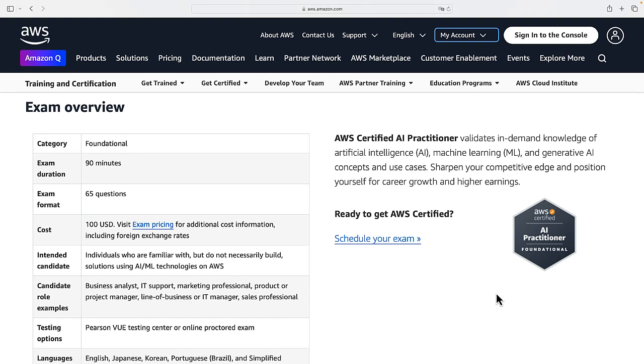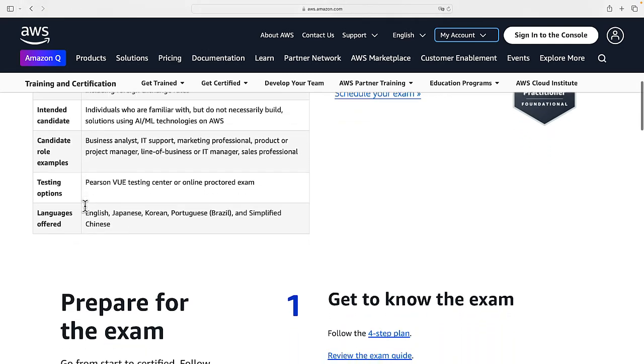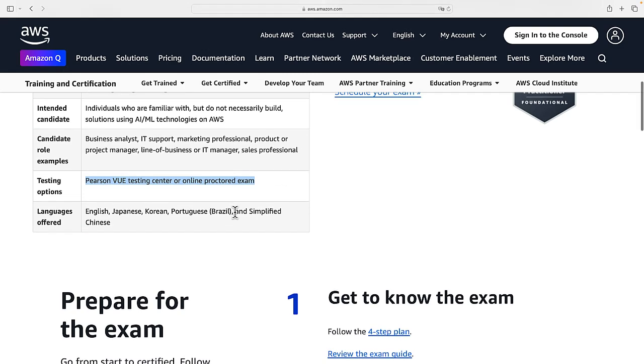Okay, so that's more at the associate level and the specialty level with the machine learning engineer associate and the machine learning specialty. So it does give you some candidate role examples here. Of course, these are less hands-on. Okay, so business analysts, they might need to understand some of this technology, but they don't necessarily need to know how to build it. IT support, high-level understanding required. Marketing professionals, they might just need to understand how to market and say, well, we're utilizing AI services, we're building, and these are the benefits, that kind of thing. So testing options, as always, online, or a proctored exam in a testing center as well.